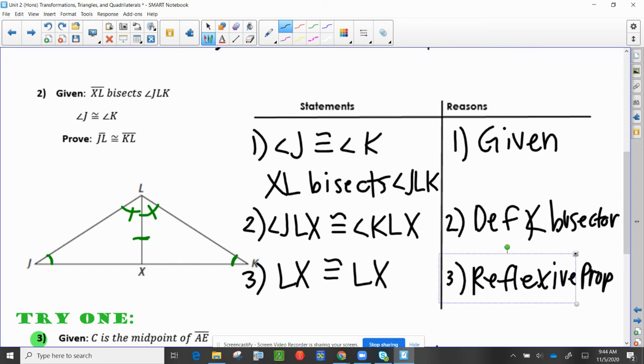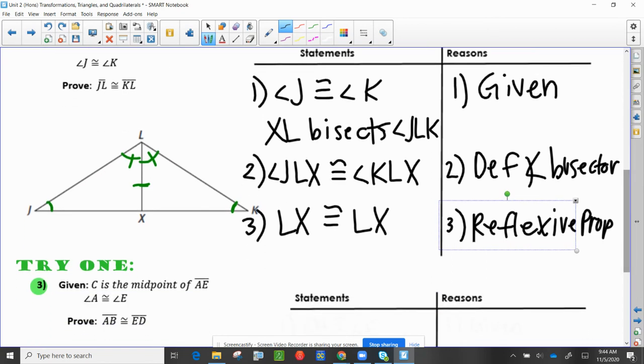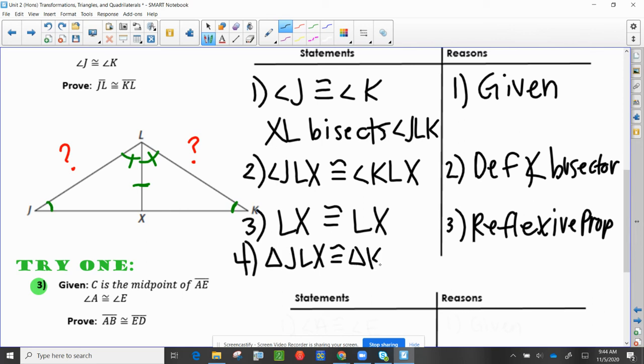Okay, so now let's see what we are given here. In my picture, I see I have an angle and a side. So AAS, that's one of our congruence criteria. But look, they didn't ask us to prove that the triangles are congruent. They want us to prove that JL is congruent to KL. Well, the only way I can prove that is if I say that these are congruent triangles. So I can say that triangle JLX is congruent to triangle KLX.